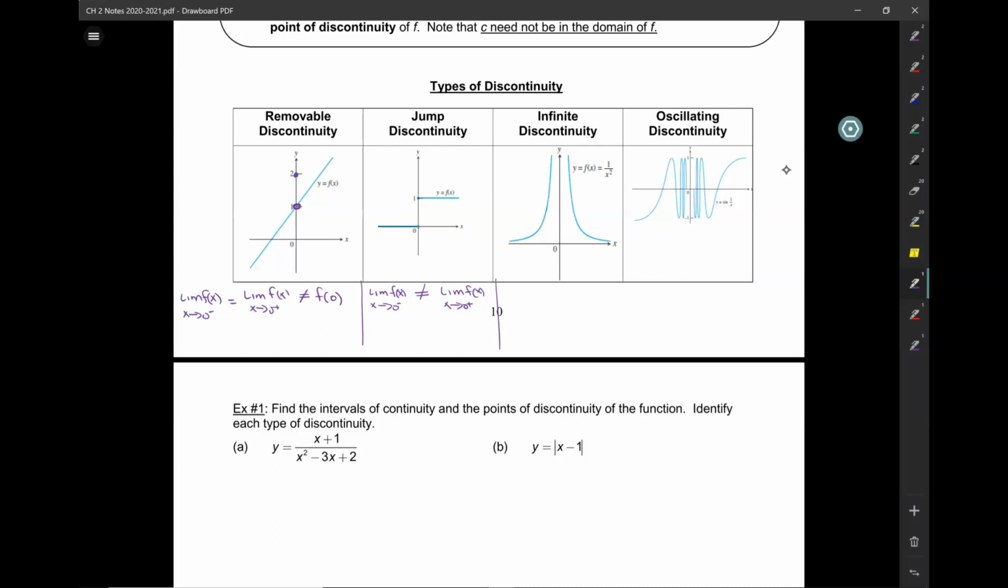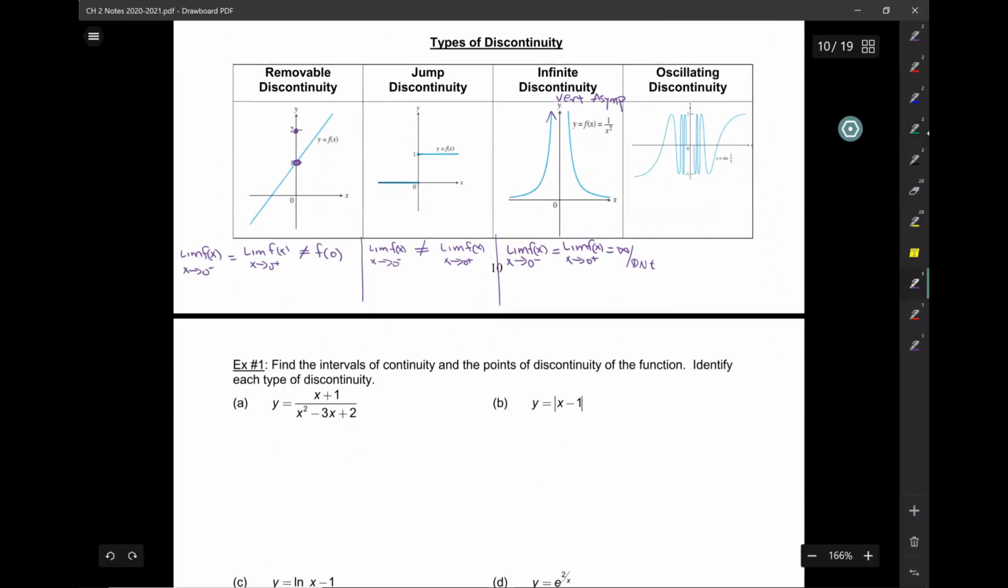Next, I have an infinite discontinuity. An infinite discontinuity happens when we have a vertical asymptote, right? The situation where we have a vertical asymptote is when the limit of f of x as x approaches a value is infinity. So in this case, the limit as x approaches 0 from the negative side is positive infinity, and that's the same as the limit of f of x as x approaches 0 from the positive side. Those are both infinity or DNE. And then the next type is an oscillating discontinuity.